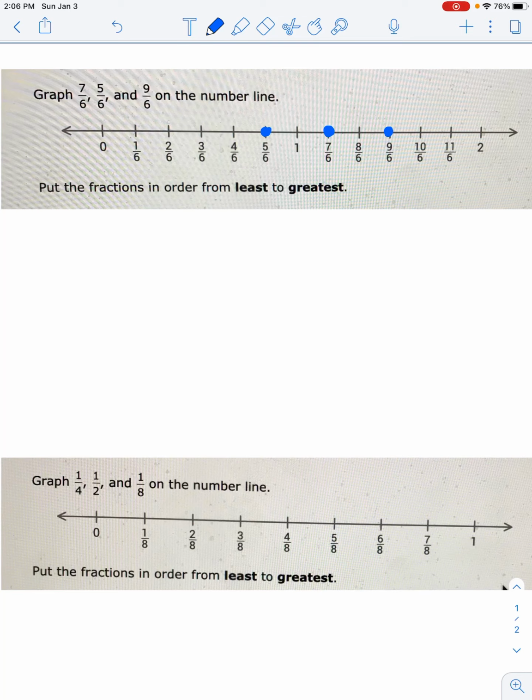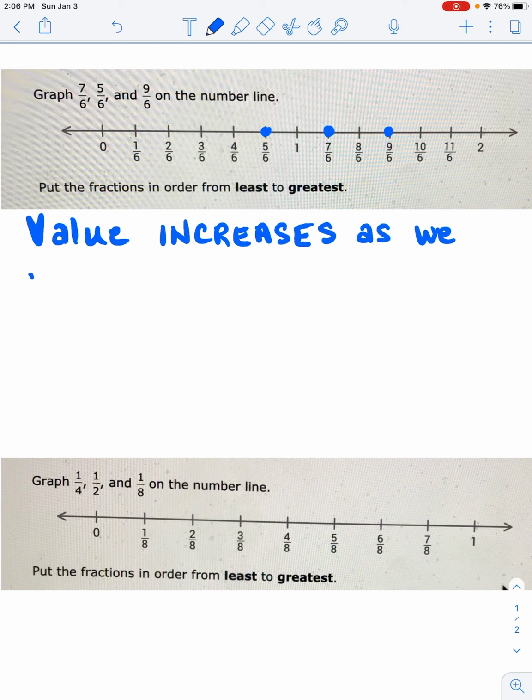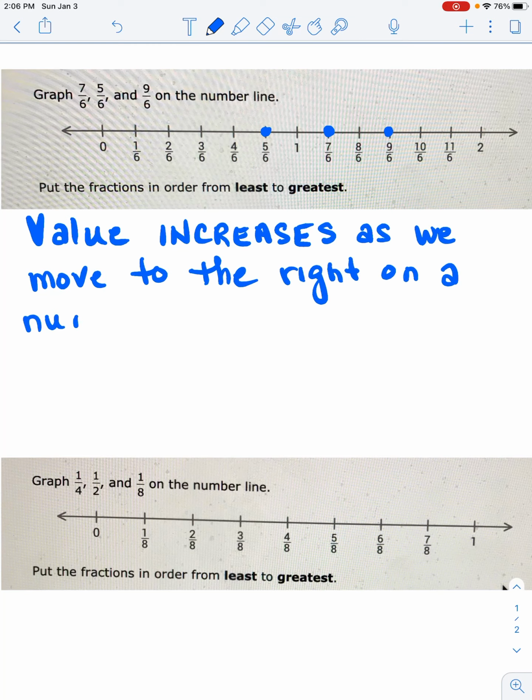other numbers, is that in all cases the value increases as we move to the right on a number line. And that is always the case. So, once we've graphed on the number line, it certainly is easy enough to put these in order.